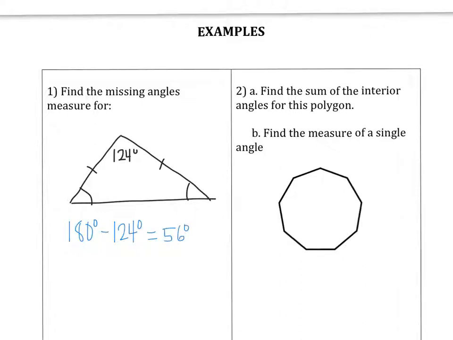So 56 degrees for both of these two angles, and we know they're the same. So if we say 56 degrees divided by 2, that's going to give the measure of each of those angles, and that is 28 degrees. So each angle is 28 degrees.